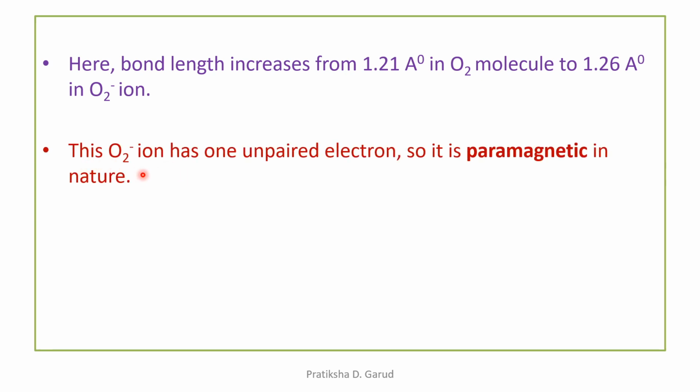Thus, the O2 minus ion still has one unpaired electron. So we can say that it is paramagnetic in nature, right? There is one unpaired electron in the pi asterisk 2py orbital, therefore it is paramagnetic in nature.